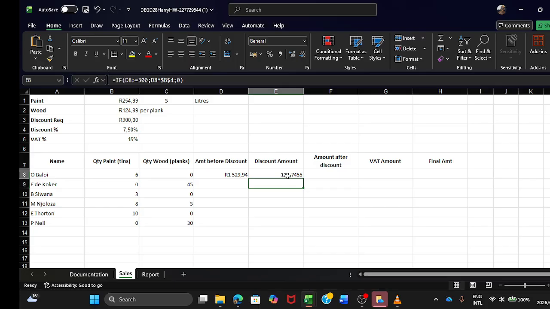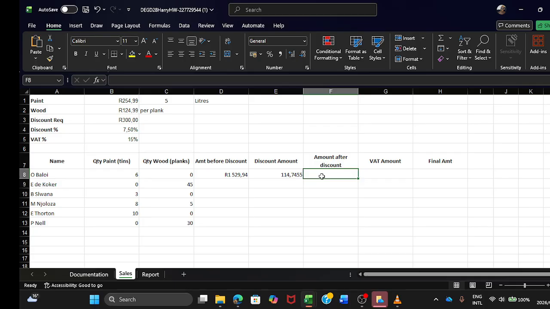Yes. So this is the amount that you're supposed to get. So if these cells spend more than 300, then this cell will have to multiply it by the discount amount. If not, then it's going to be 0. Okay, and then now we're going to have to go to the amount after discount.